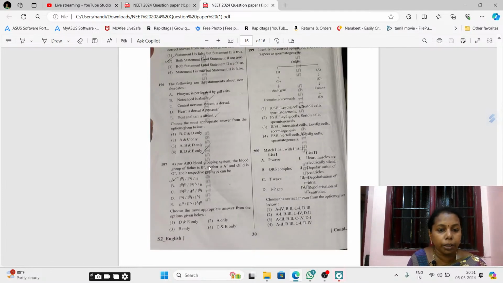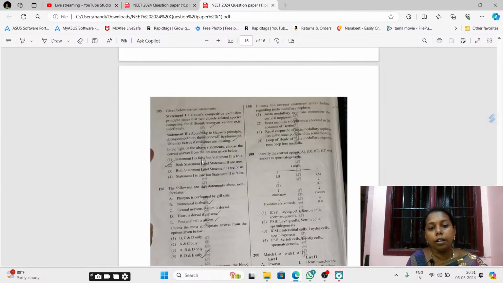197. As per ABO blood grouping system, the blood group of father is B, mother is A positive, and child is O positive. The respective genotypes are IB IO, IA IO, IO IO, which is in option A. So A is the correct answer, children.